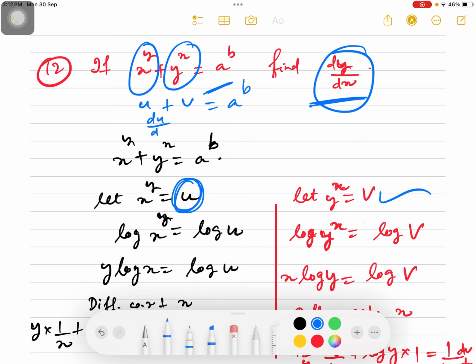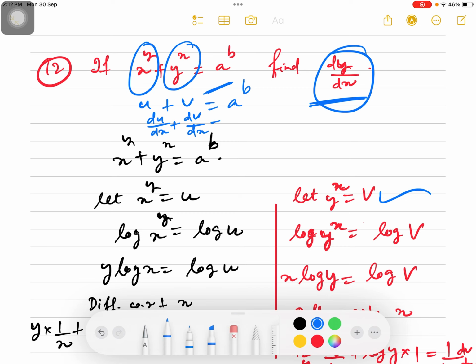If you differentiate with respect to x, what will you get? du/dx you will get, and here dv/dx you will get, and here it is constant, so differentiation will be 0 only. So now you have to get du/dx and dv/dx. If you differentiate this equation, you will get du/dx.